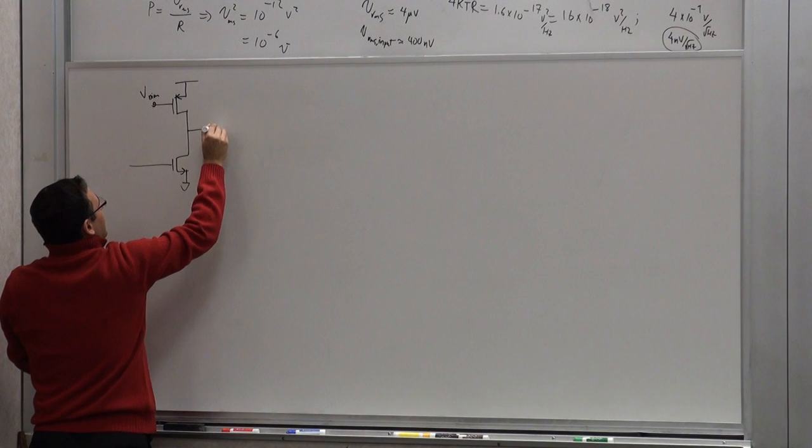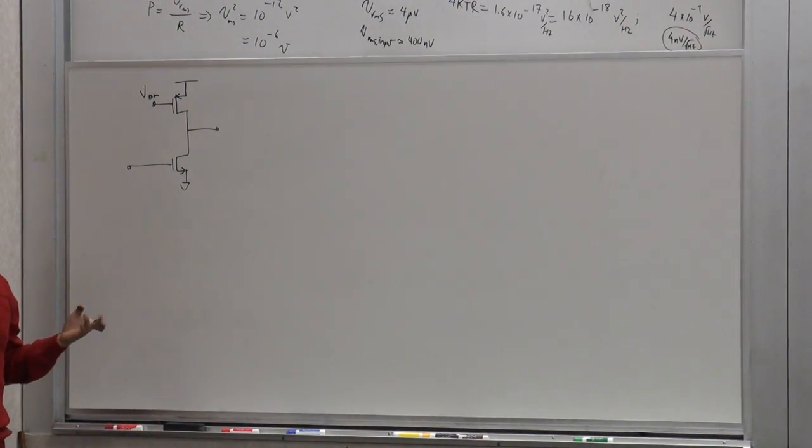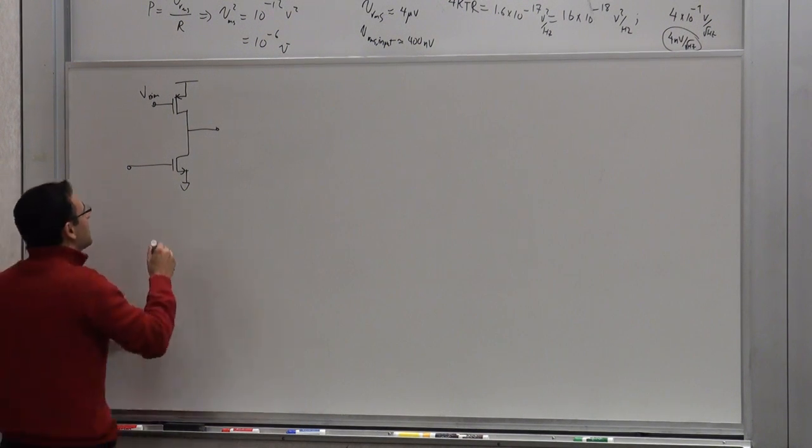Calculating the output noise and getting back the input is kind of similar to the small signal model, right? You can draw the small signal model and determine what the general behavior is. But after a while, you say, okay, I know how the small signal circuit behaves in this case, so I don't need to really do it.